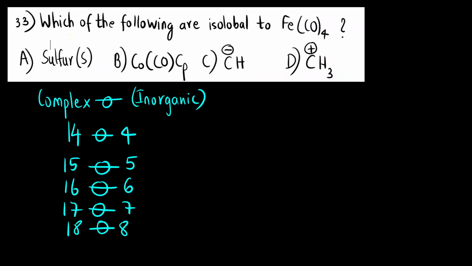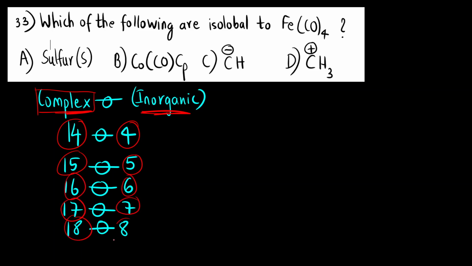Now let us see the next one. Which of the following are isolobal to Fe(CO)4? What is the meaning of isolobal? We are trying to find a relation between the complex and the inorganic fragments. A 14 electron complex is isolobal with 4, 15 with 5, 16 with 6, 17 with 7, and 18 with 8. So let us first count the total valence electrons in Fe(CO)4.